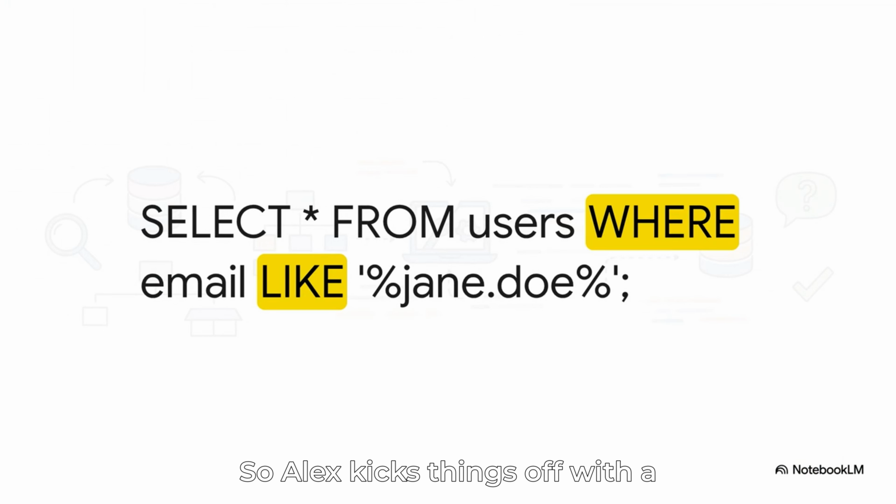So Alex kicks things off with a select statement. She's telling the database, hey, just show me these specific columns: user ID, email, and customer segment from the users table. But here's the key part. The where clause is her filter. It sifts through maybe millions of rows to find what she needs. And check this out. She's using like with those % signs. Those are wildcards. It means she can find the user even if she only has part of an email. It's such a handy trick for matching patterns.